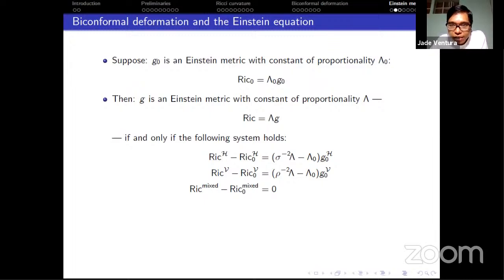So how did we get that system? We subtract the first equation from the second equation, and then divvy up into the horizontal, vertical, mixed parts. And that is what we did to arrive at this system.